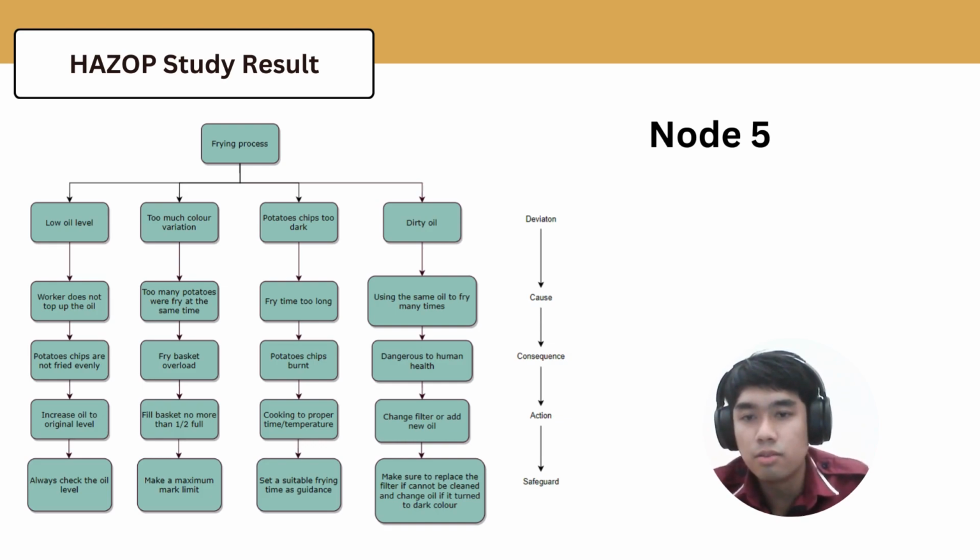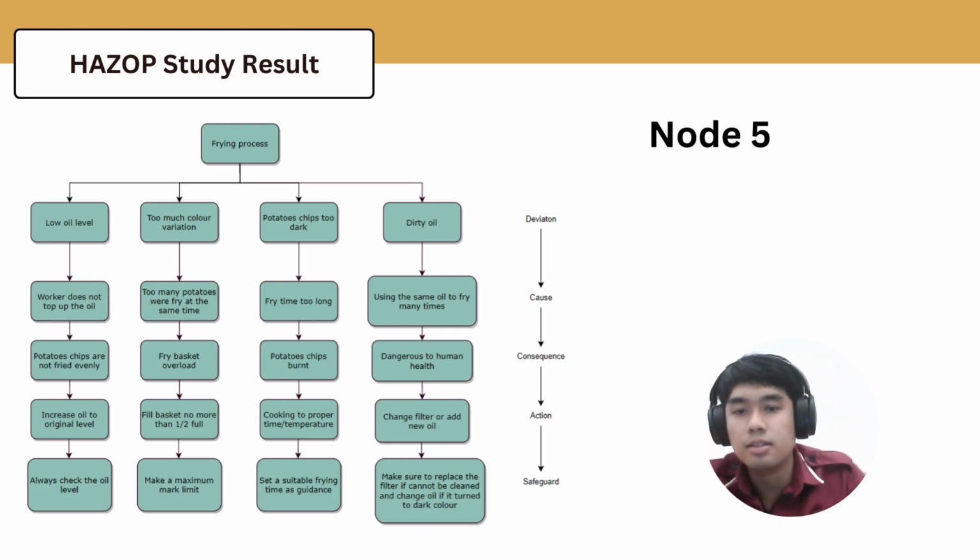It is because of frying time too long, and the consequence for that is the potato chips are burnt. The action that needs to be taken is cooking to the proper time or temperature, and the safeguard is to set a suitable frying time as a guidance.